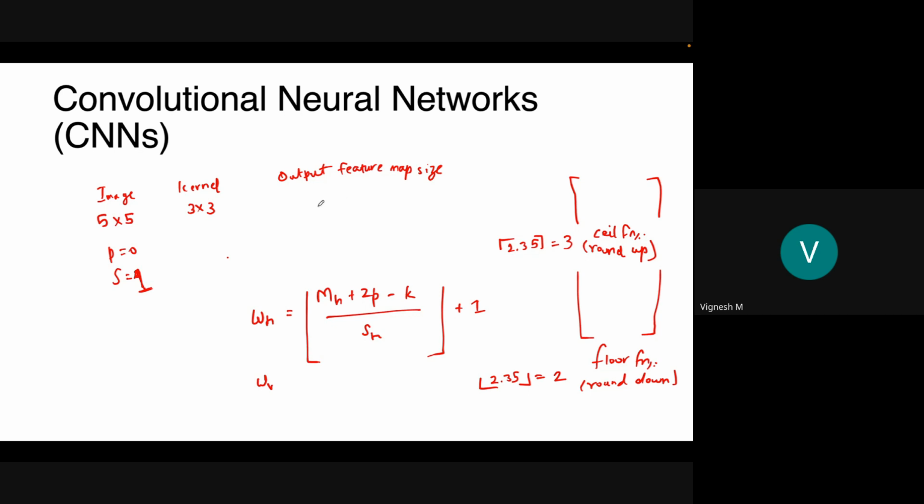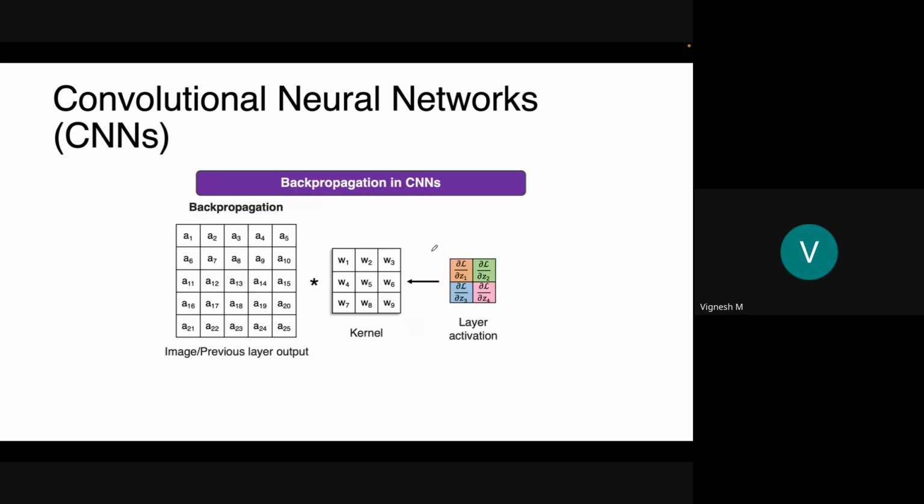Calculate this. So what is the input size? 5. So 5 plus, there is no padding, 2 times 0, minus 3, divided by 1, stride is 1, right? Plus 1. So that's 5 minus 3, which is 2, plus 1, that's 3. So the output feature map size is 3 cross 3. And do we see this? We see this, right?